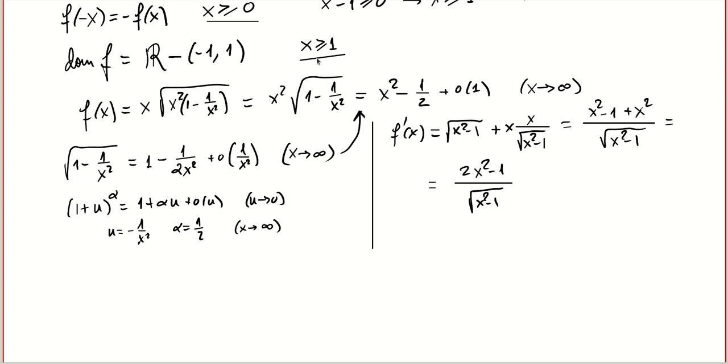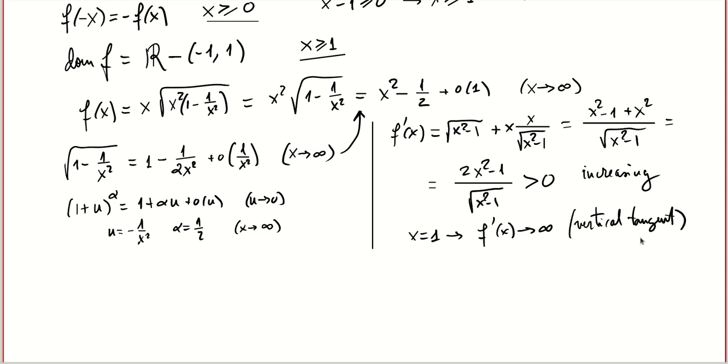Okay, given that x is larger than or equal to 1, then this is always positive because the denominator is positive and the numerator is always positive, right? So this is always positive, so we have an increasing function all the time. And one further observation, for x equal to 1, f prime goes to infinity, right? Which means that there is a vertical tangent, okay, at this point. It's a vertical tangent, not an asymptote, right?